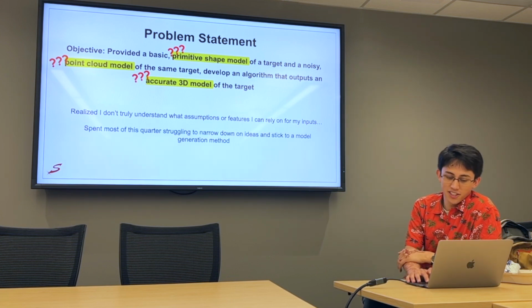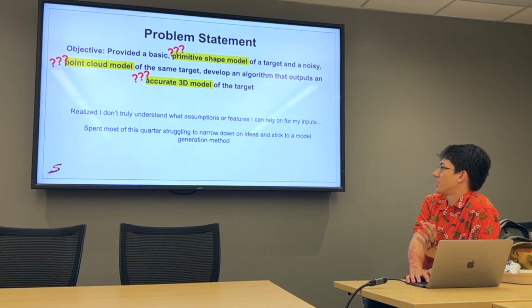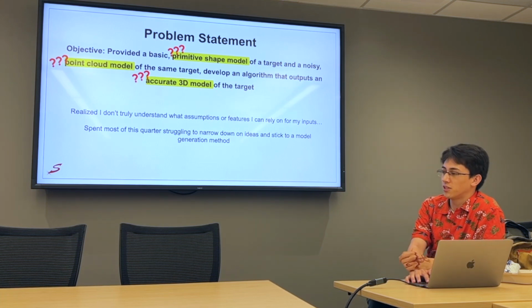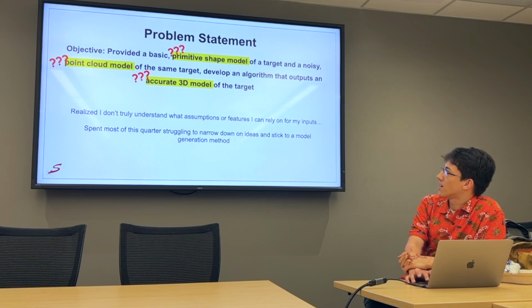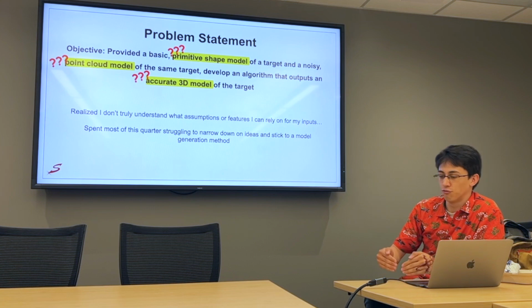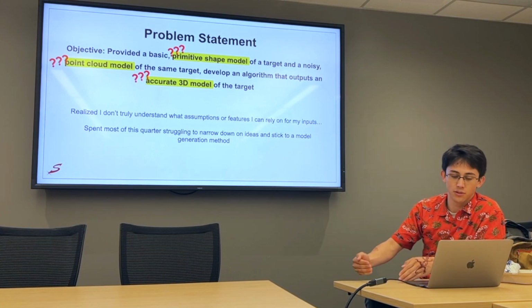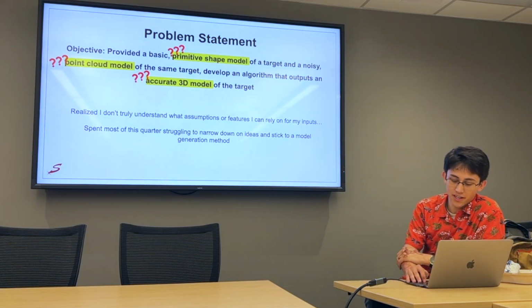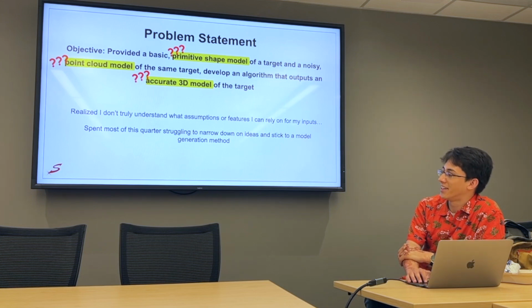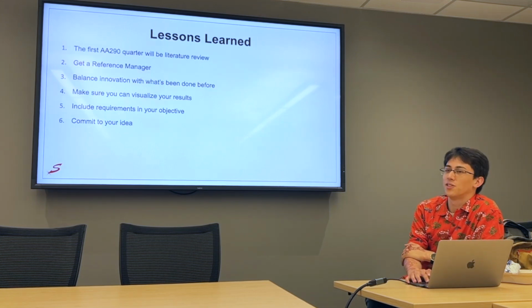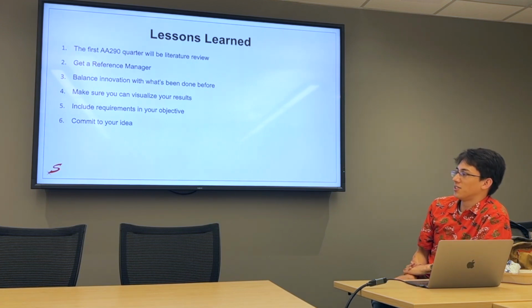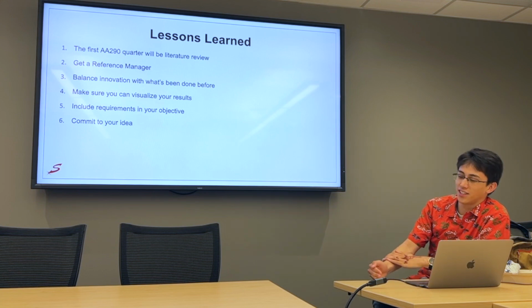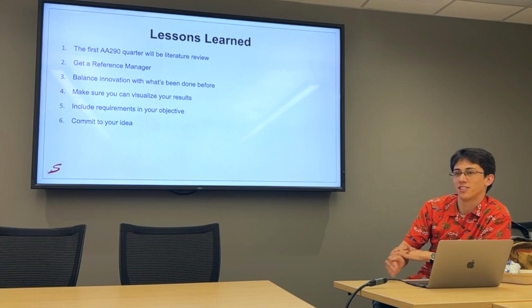So again, I spent a lot of this quarter just struggling to narrow down on ideas and stick to a model generation method. And that's partially because I had a really broad search space. I didn't really know what to focus on. But also I had this bad habit of not really committing to a specific idea, because I tended to have an idea and then I would eventually short circuit it by saying, oh, this probably won't work. Let me move on to the next thing.